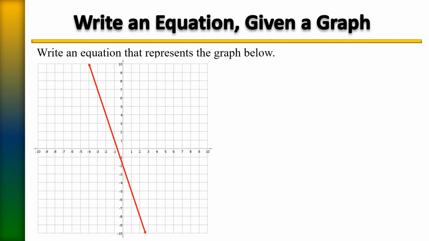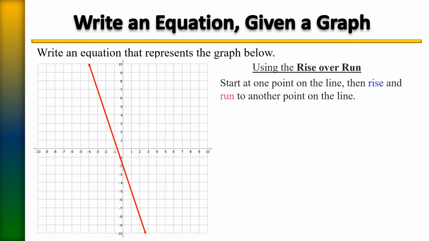So I'm going to begin by starting at the point (0, -2). From that point, I am going to rise up. So I rose up 1, 2, 3, and then I'm going to run 1 to the negative side. Notice I'm on the graph. So that was a rise of 3 and a run of -1. 3 divided by -1 is -3. So we have a slope of -3.